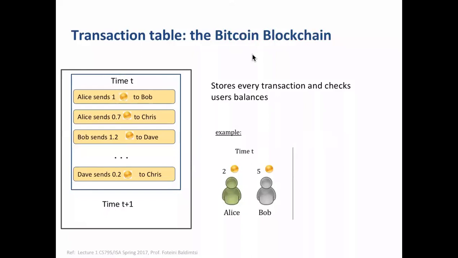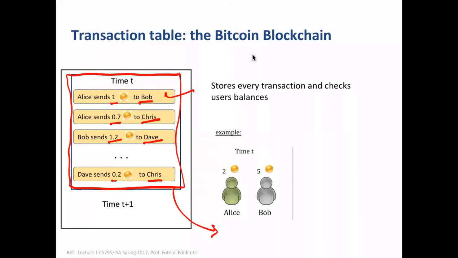Anybody can see that. For example, these are a set of transactions in a block, starting at time t. So time t to time t plus 1, which is approximately 10 minutes. These records are accumulated by each miner, and then this block has to be approved by everyone, which we will come to later. But look at the first transactions. Alice sends 1 Bitcoin to Bob, Alice sends 0.7 Bitcoin to Chris, Bob sends 1.2 Bitcoins to Dave, and Dave sends 0.2 to Chris, and so on.